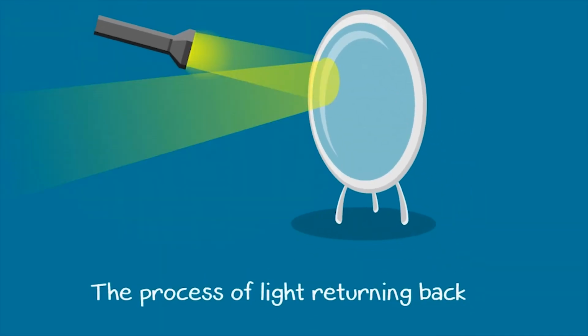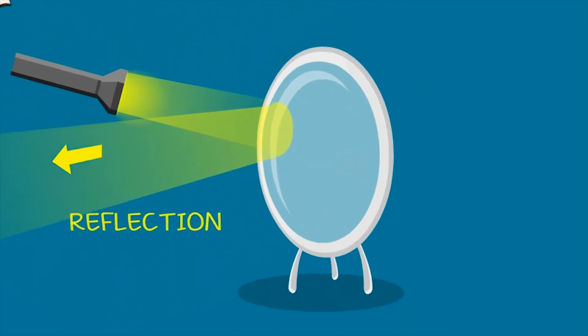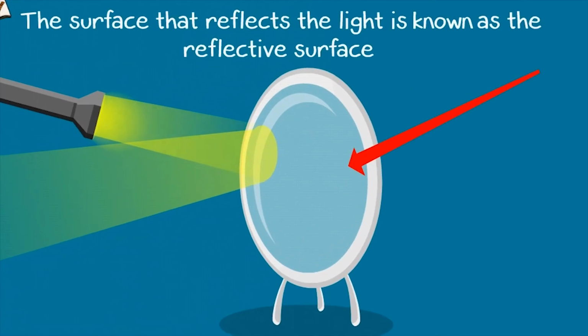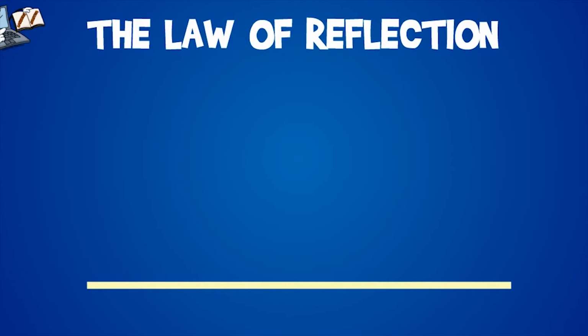The process of light returning back from the mirror is known as reflection. The surface that reflects the light is known as the reflective surface. It is often useful to consider a single ray of light coming in and striking a surface, and we can represent that ray with a straight line. It comes in and strikes the surface at a certain angle. The angle that strikes is called the angle of incidence.